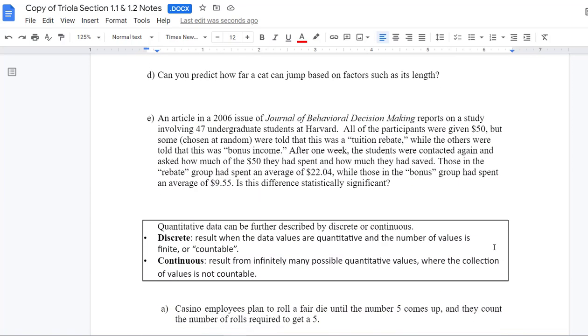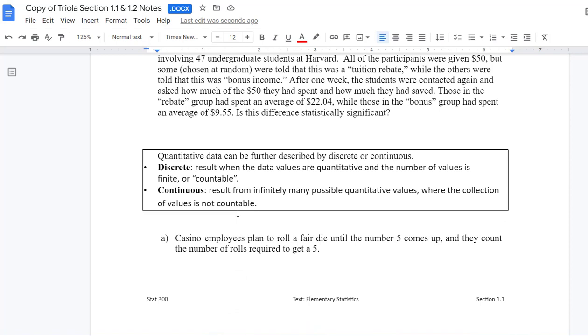Let me scroll down to the bottom so we can see what those definitions are. Quantitative data can be described as discrete or continuous. A discrete variable results when the data values are quantitative and the number of values is finite or countable. So there are specific numbers we can count, like how many siblings do you have? 2, 3, 0, things like that. Continuous results from infinitely many possible quantitative values, where the collection of values is not countable. So how long did you wait for the bus, for example?